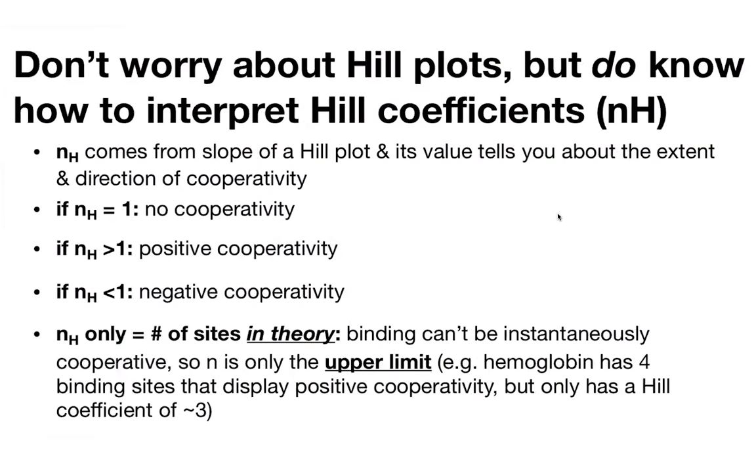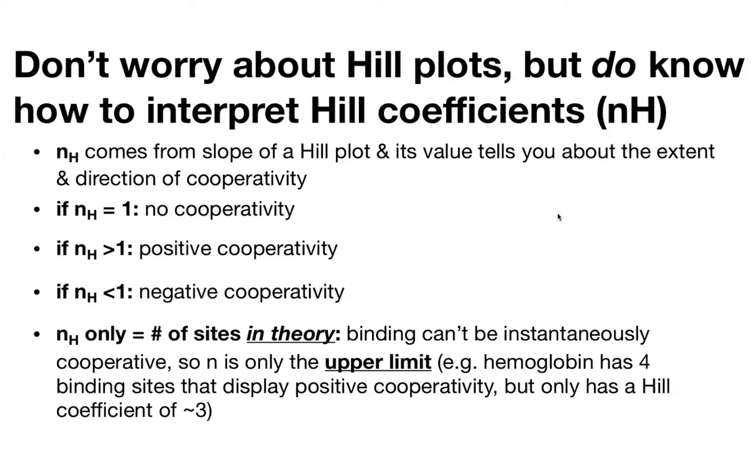But if we had negative cooperativity, where the binding of one ligand negatively influences the binding of the next, so you decrease the probability of the next site binding, then you would get a negative slope. Remember that nH is only equal to the number of sites in theory. That would mean that once one site bound, the others instantaneously bound, all at the exact same time. But they can't be instantaneously cooperative, so n is only that upper limit. This is why hemoglobin had an nH of 3, but it has 4 binding sites.